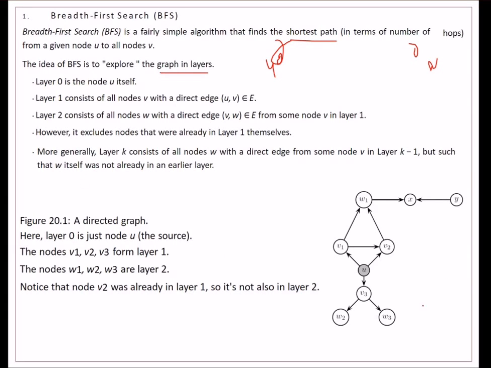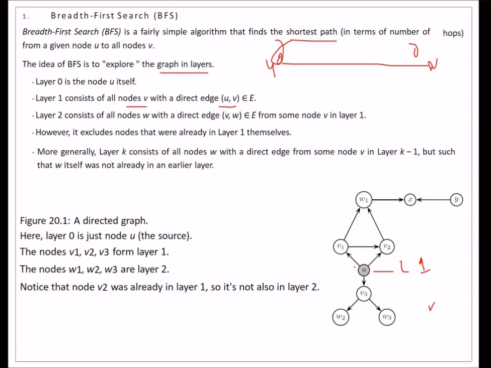So let us take an example. In this particular case, layer 0 is just node U. That is the source. Then layer 1 consists of all nodes V with a direct edge UV. Means if there is any edge from U to V, because we have to find the shortest path between U and V, we have to see that if there is, then that may be a shortest path. We have to include that. So layer 1 consists of all nodes V with a direct edge from U.